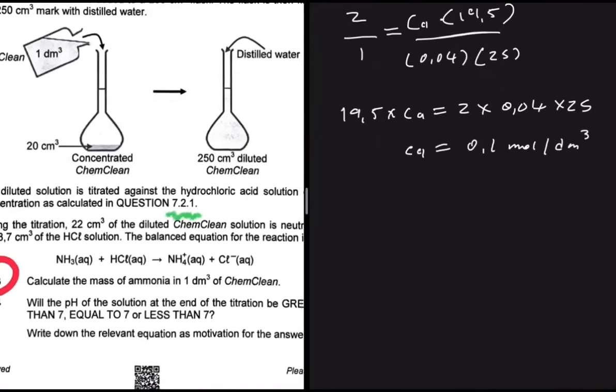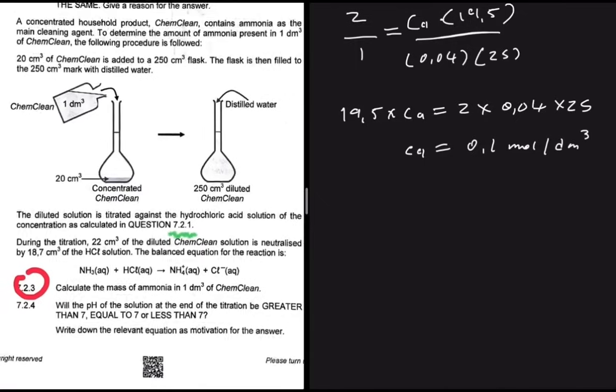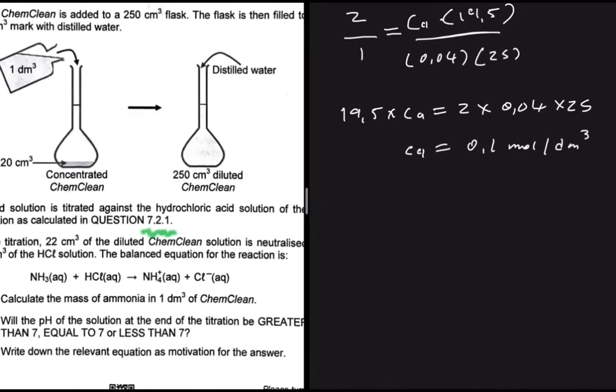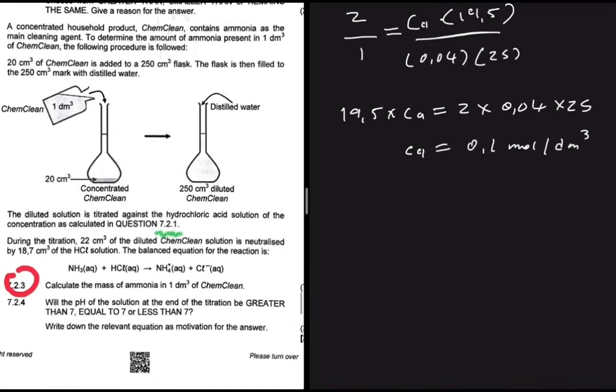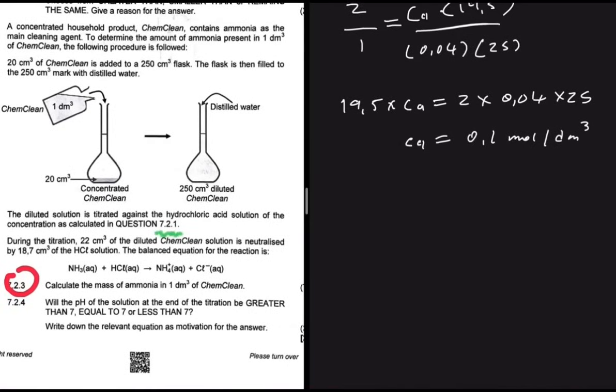Now let's go back to 7.2.3. Right, so in 7.2.3, like we have deduced, we need to calculate the mass of ammonia in 1 decimeter cube of Chemiclean. So let's go ahead and jot down the information we have so that we can use that information to see the formula we're supposed to use. So during the titration, 22 centimeter cube of the diluted Chemiclean.